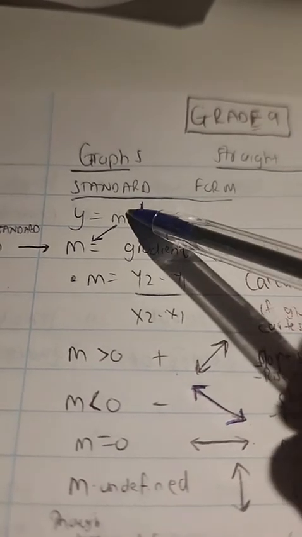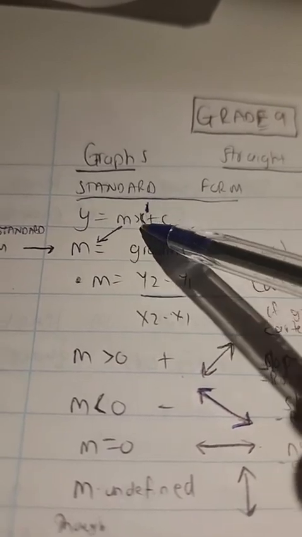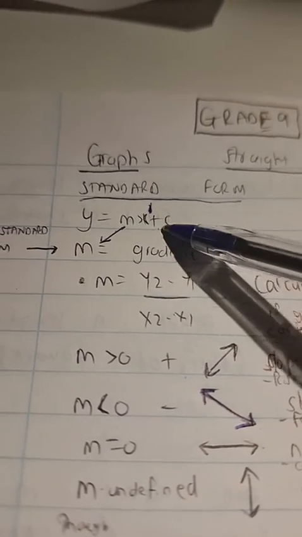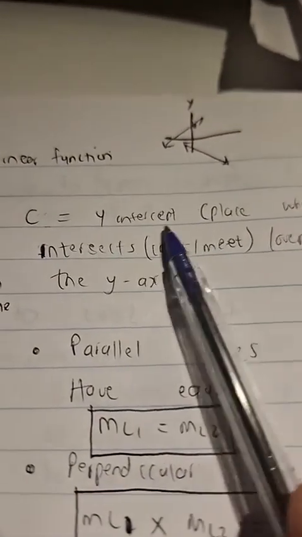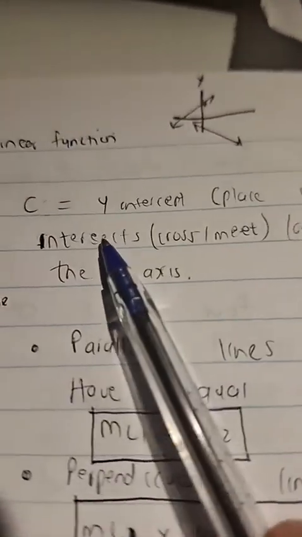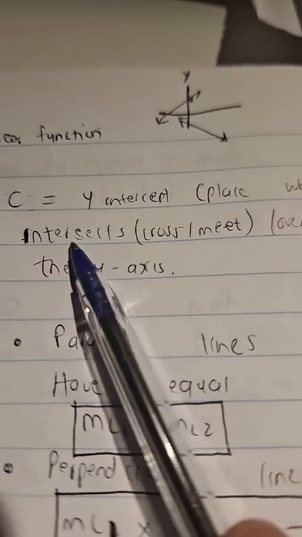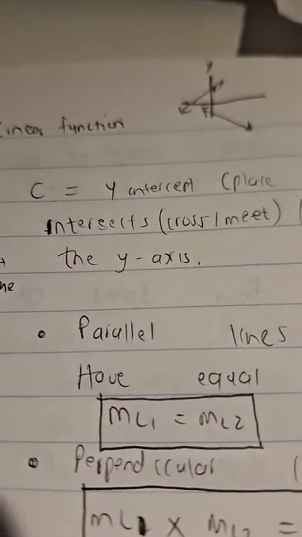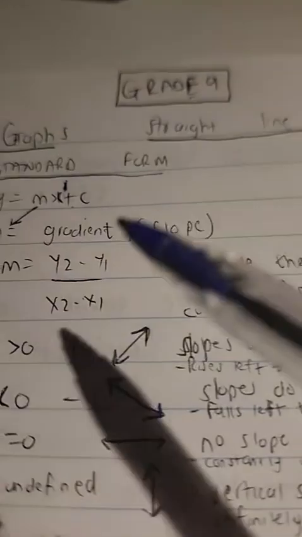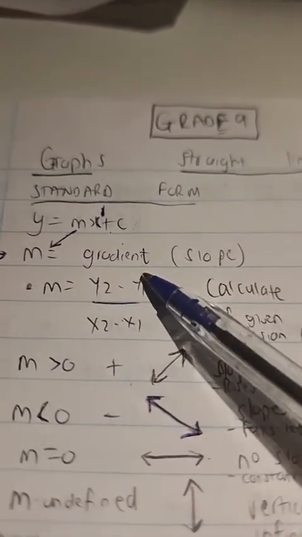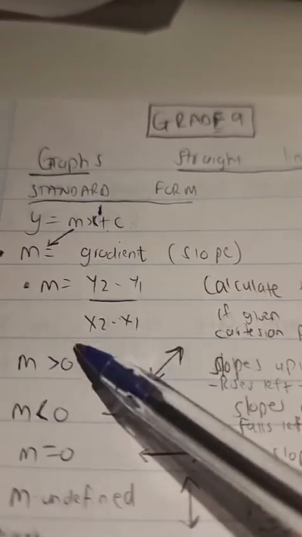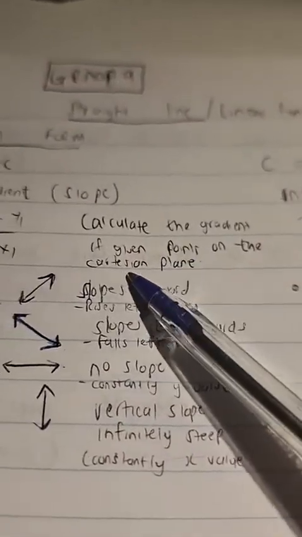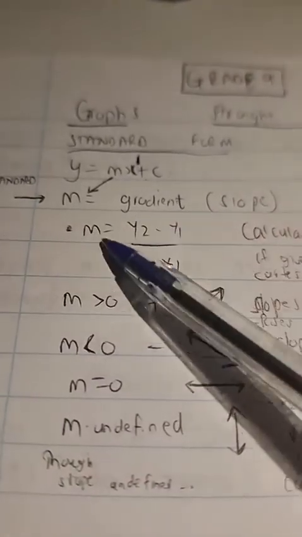This term here must be in the numerator as it is right now, and then the c value also stands for something. It is not the gradient, but it is the y-intercept, the place where the straight line that we are drawing cuts, crosses, meets, or overlaps the y-axis, and that's very important. So m is the gradient. If we are not given the equation, but we are given points on the Cartesian plane, we can use this formula.